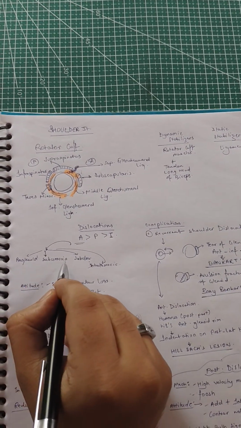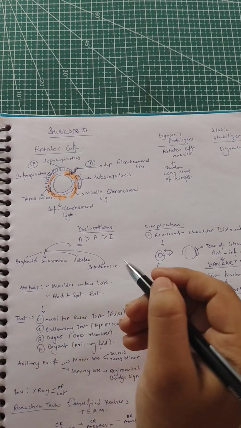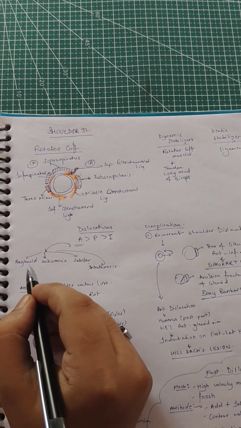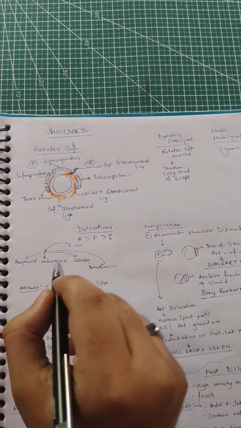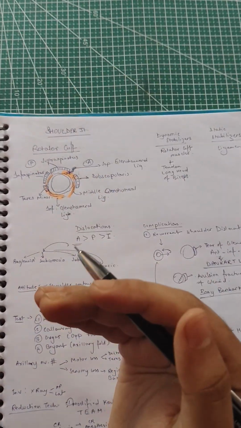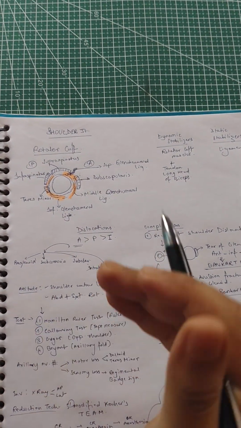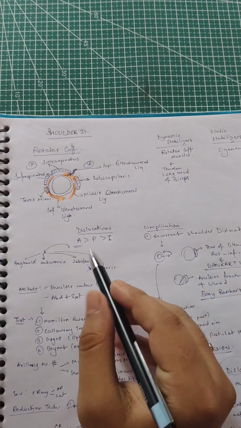We'll be having subcoracoid anterior dislocation. We'll be having subclavicular anterior dislocation, and we'll be having intrathoracic anterior dislocation. So we very well understand that in preglenoid, the humeral head will come in front of the glenoid cavity, and in the subcoracoid, beneath the coracoid process, the humeral head will be present. In subclavicular, underneath the clavicle, the humeral head will be present, and in intrathoracic, it will get inside the thoracic cavity.